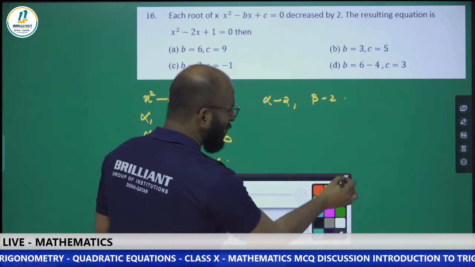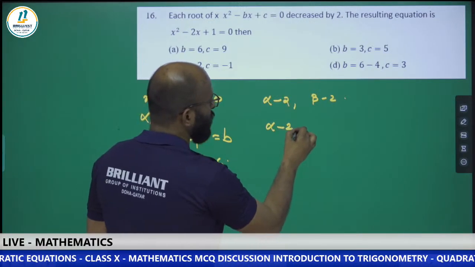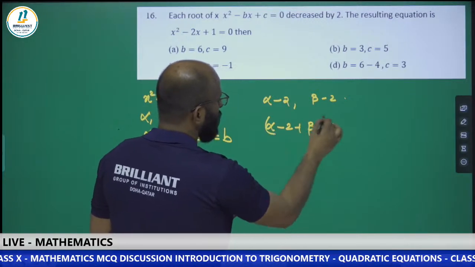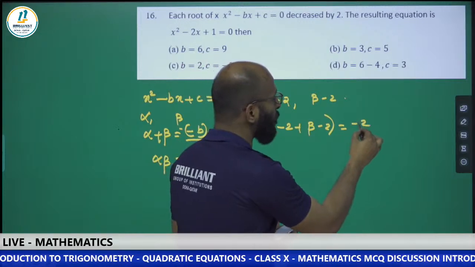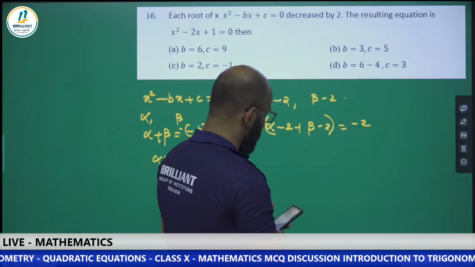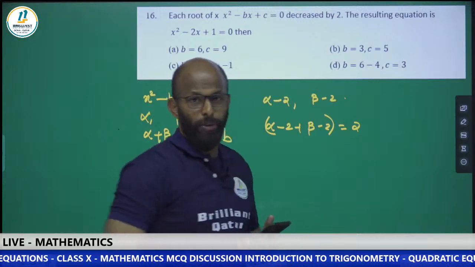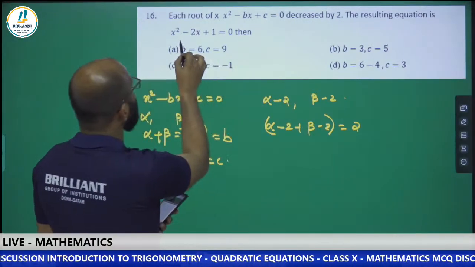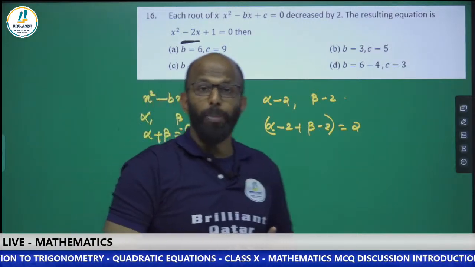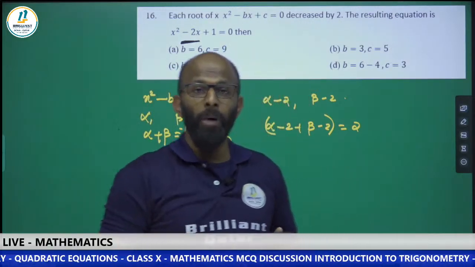So we'll consider the sum of the roots concept: alpha minus 2 plus beta minus 2. Sum of the roots is equal to minus b by a, which is equal to minus of minus 2. Minus of minus 2 becomes positive 2, so we can directly write positive 2, right? Because b is negative 2 here.